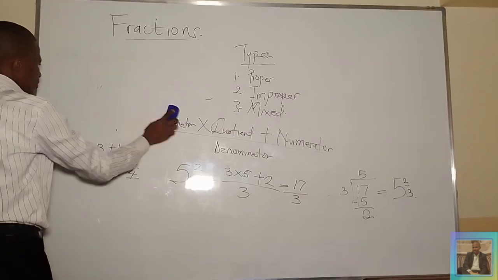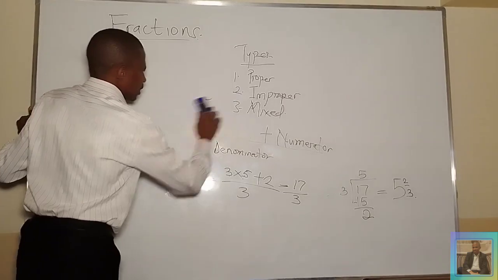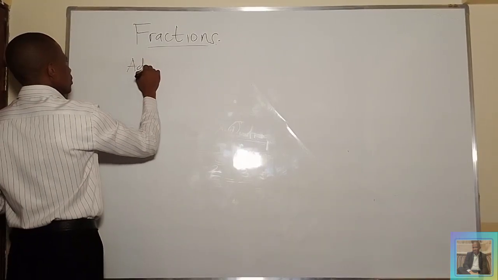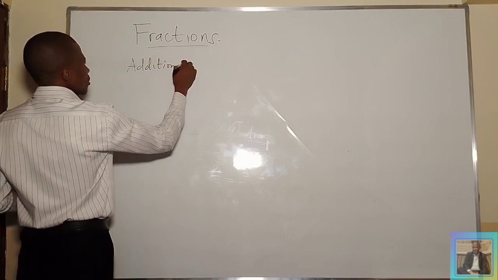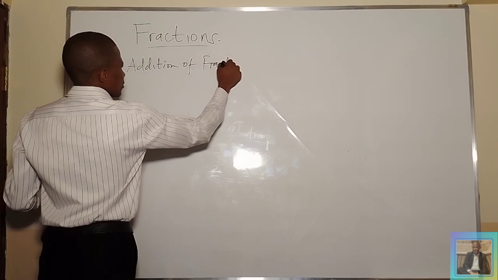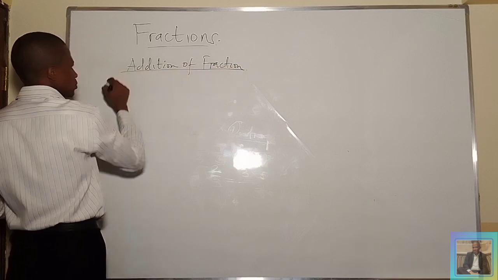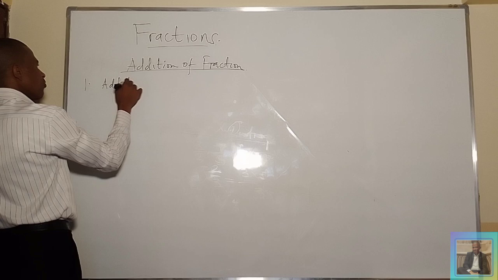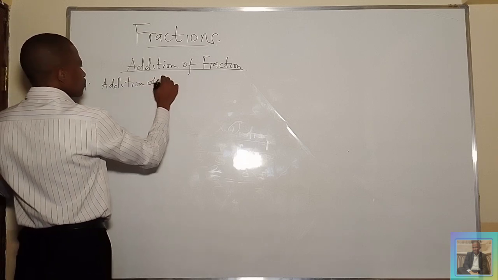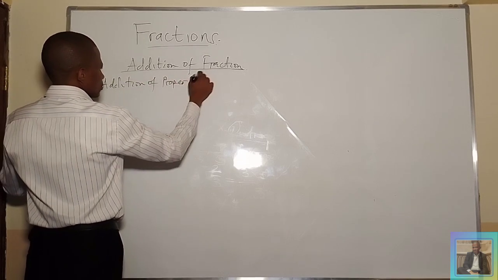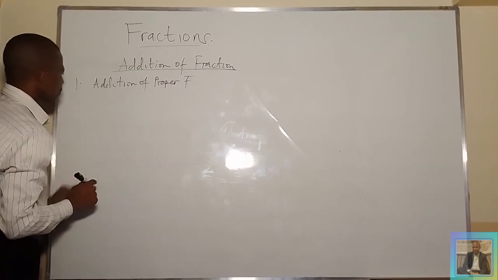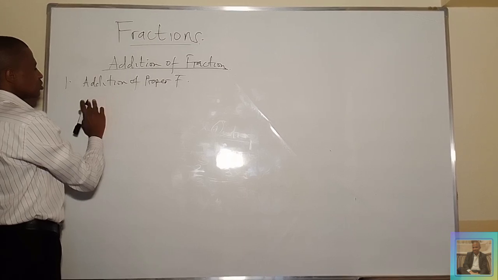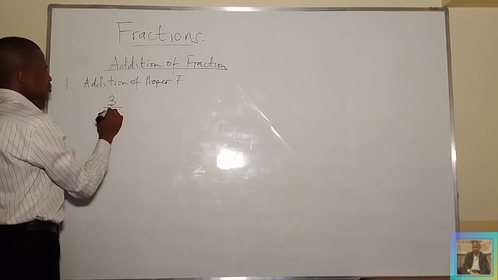That is. So we want to talk about addition. Addition of fractions. Now I've told you we have 3 types of fractions. So we can start with addition of proper fraction. We earlier said that proper fractions is a situation where the numerator is smaller than the denominator.